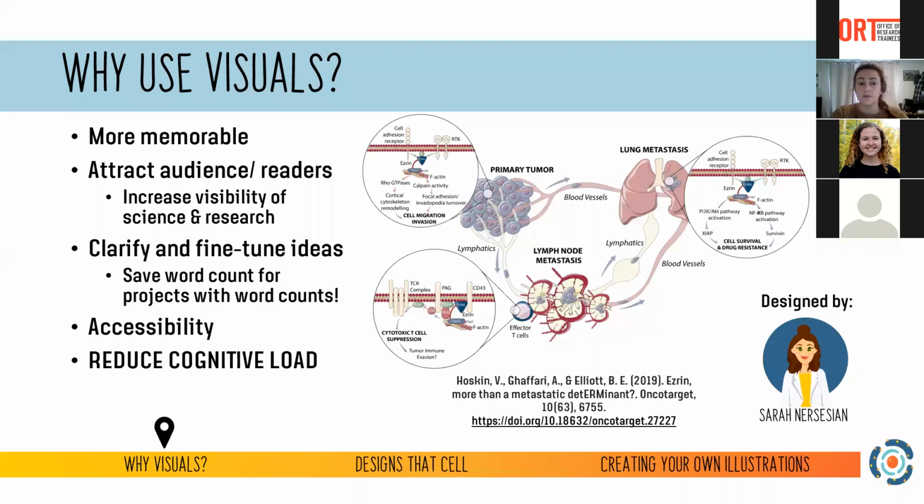Additionally, you can attract audience and readers, especially in the environment where we're putting up a lot of our research online and we're hoping to get readership by engaging people with things like abstracts or tweets or sharing things in blogs and social media. It's really important to use visual communication to get those audiences interested in what you're trying to present. It also provides the opportunity to clarify and fine-tune ideas. So for scientists who work with limited word counts, being able to summarize and explain a concept or an idea or a hypothesis using visual communication, and being able to save your word count for what actually counts for what you need to explain, is a really good tool and should be in your toolbox when you're grant writing.